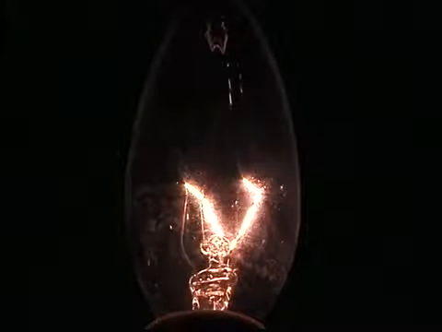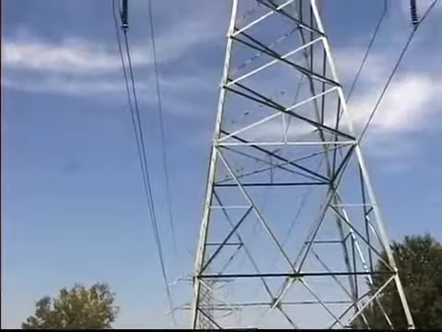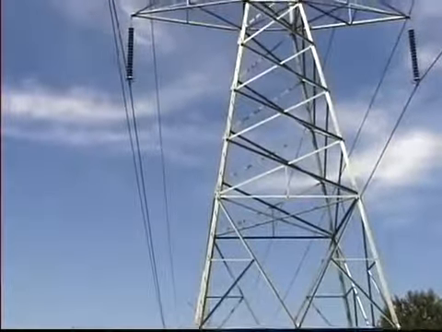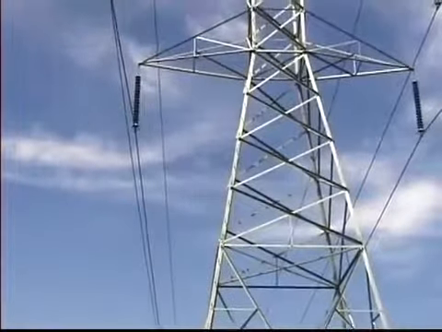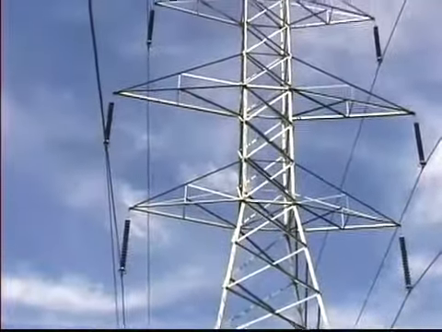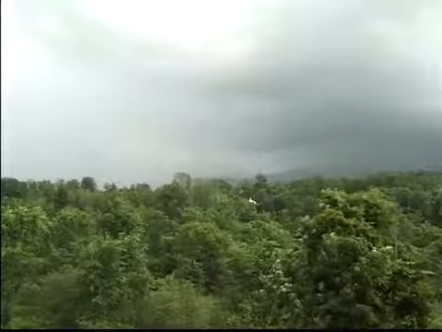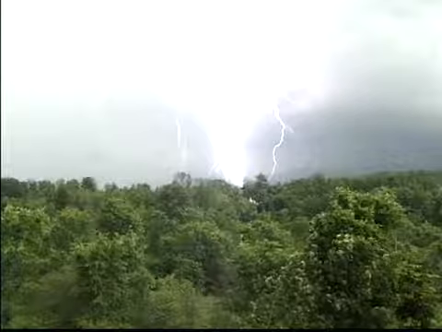When these particles move through materials that conduct electricity, such as the metal in the light bulb, it's converted to light and heat. Electromagnetic energy is all around us, and we use it every day. It's carried through power lines in the form of electricity. It's used every time we turn on a computer. And it's even in lightning.